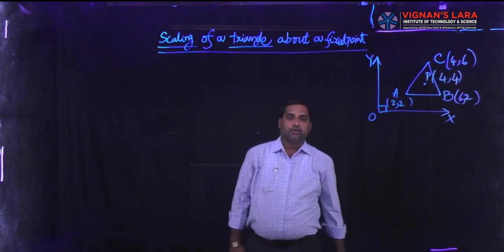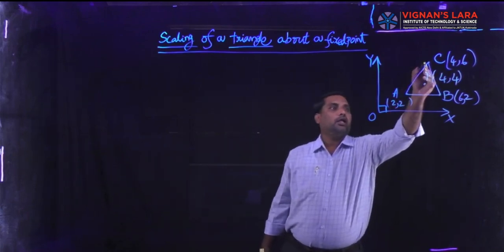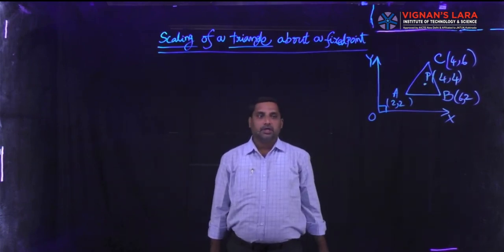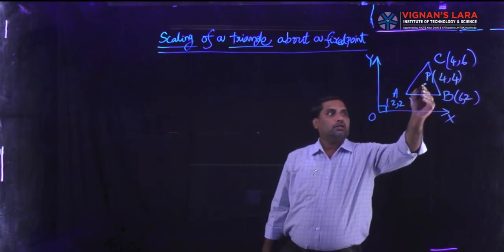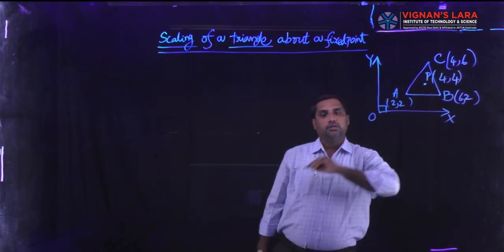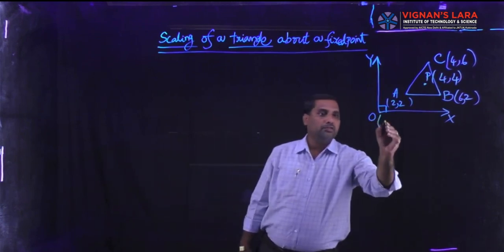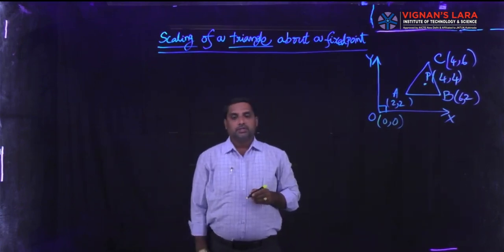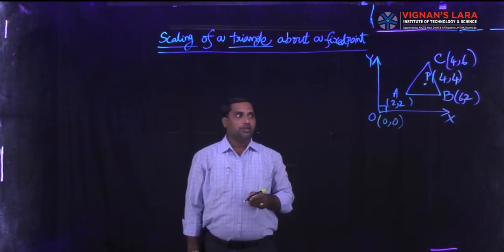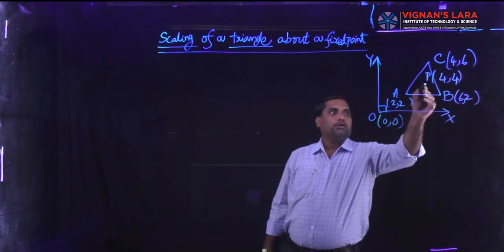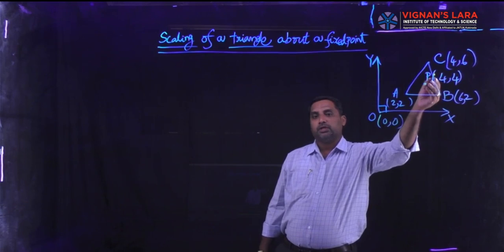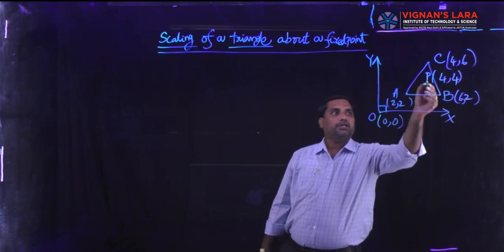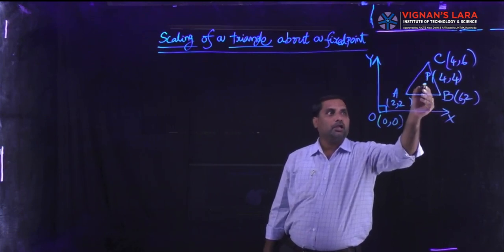Now our question is to scale this triangle about the point P. We only have the matrix for scaling about the origin O, whose coordinates are (0,0). Now how do we do this? This method is similar to the previous one, rotation about an arbitrary point. Here the fixed point P is taken as an arbitrary point.